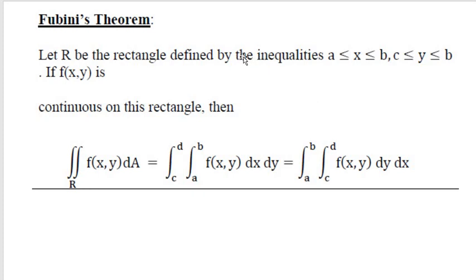So region R assumes various shapes. When we consider a rectangular type region, then the double integral over R of f of x y dA equals the integral from c to d, integral from a to b of f of x y dx dy, and also this is equal to the integral from a to b, integral from c to d of f of x y dy dx, where R is the rectangle defined by the inequalities a less than or equal to x less than or equal to b, c less than or equal to y less than or equal to d. This is known as Fubini's theorem.